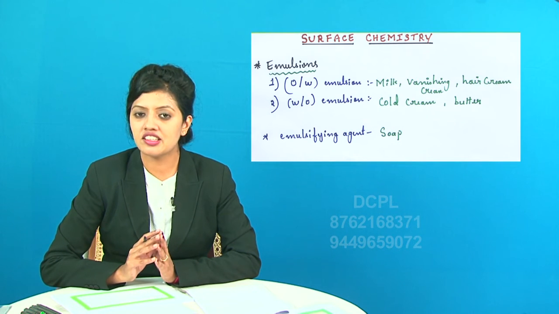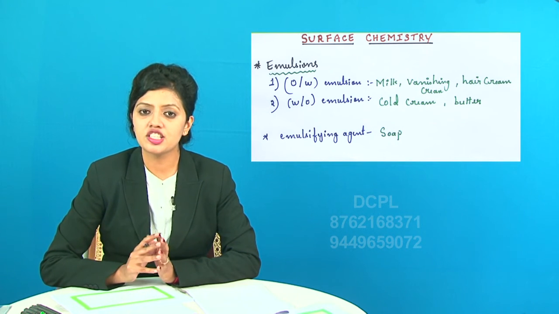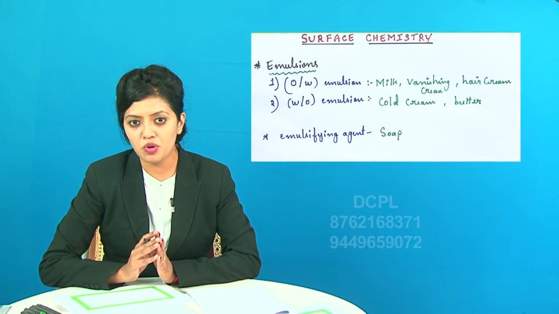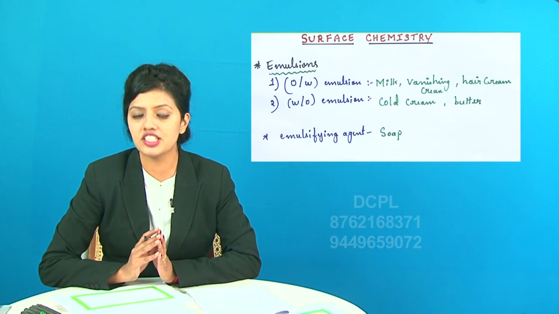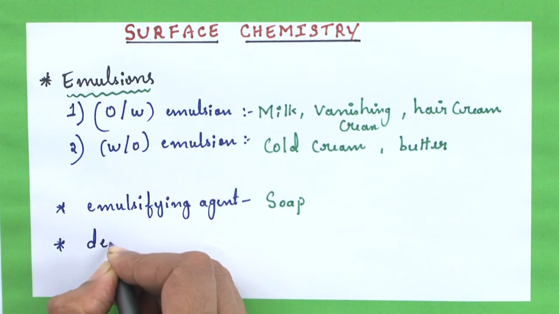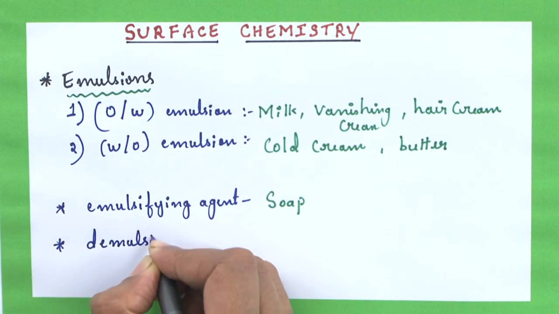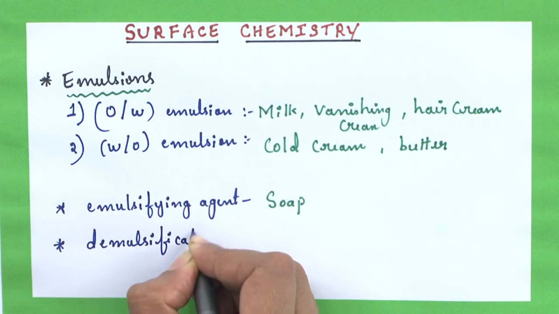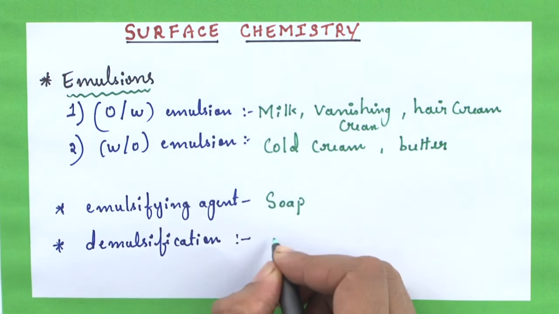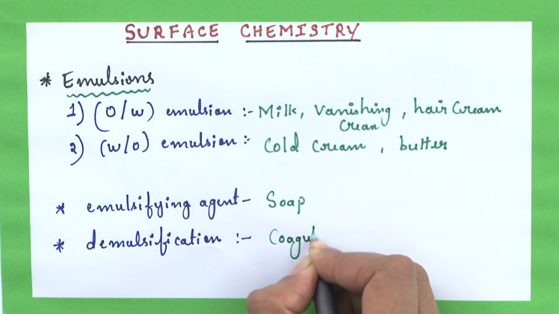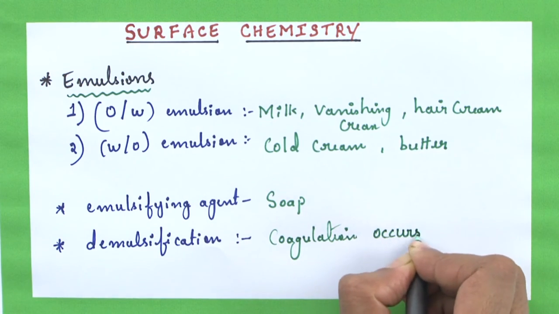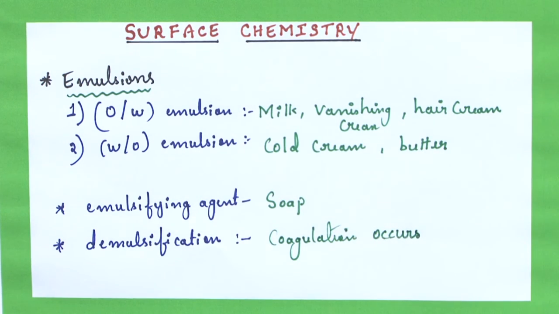Apart from this, the last term is de-emulsification: upon addition of an electrolyte which destroys the charges and brings about the coagulation, it is known as de-emulsification, where coagulation occurs by destroying the charges.